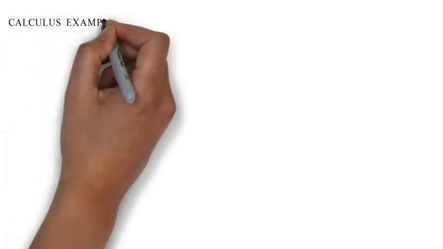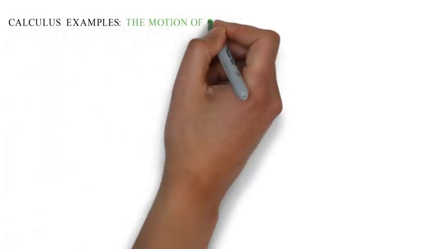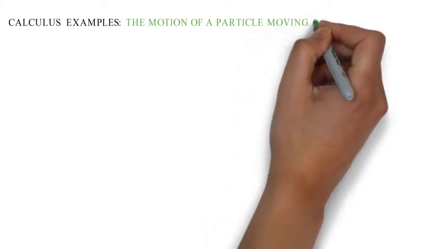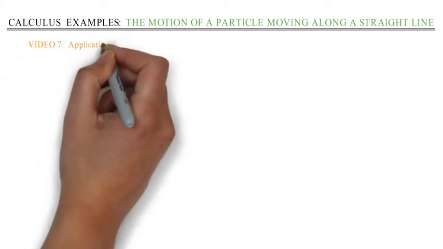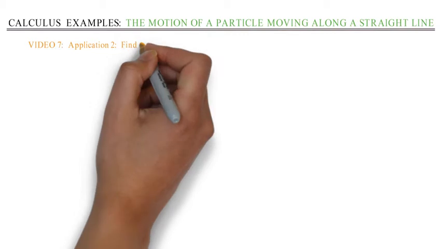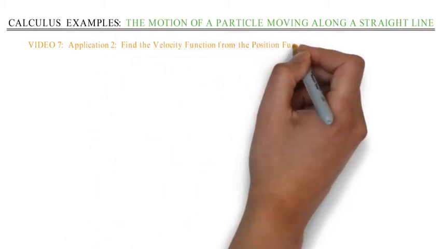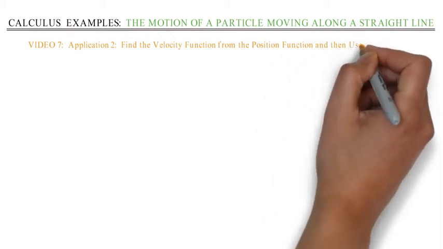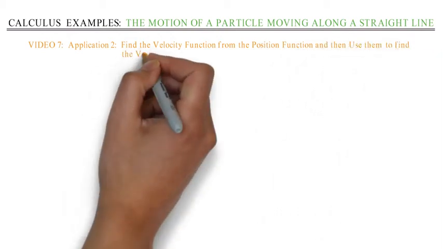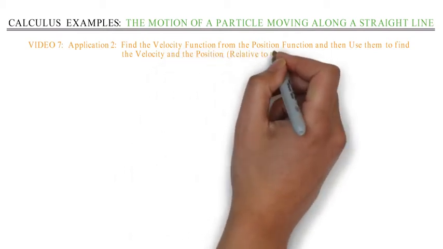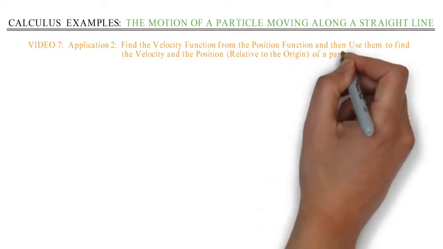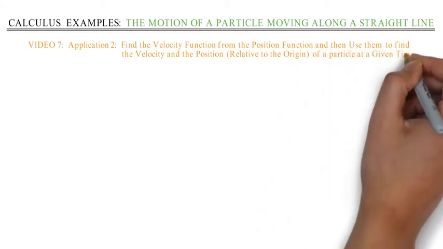Calculus examples. The motion of a particle moving along a straight line. This is video 7, Application 2. Find the velocity function from the position function and then use them to find the velocity and the position relative to the origin of a particle at a given time.